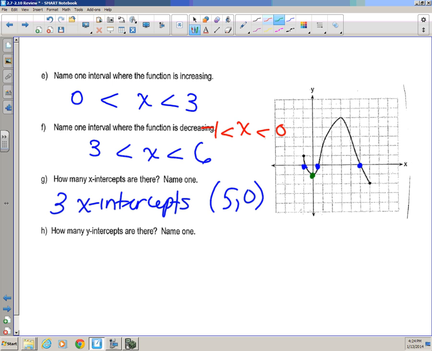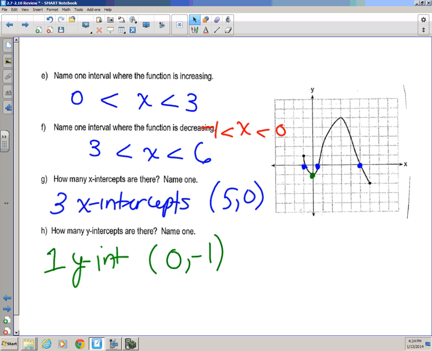How many y-intercepts are there? It only crosses the y-axis once. So there's one y-intercept. It has an ordered pair of 0, comma -1. Stay at the origin and go down. Just have a few more to go.